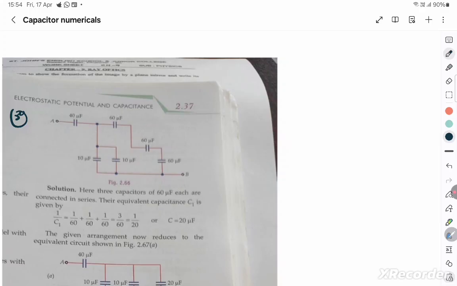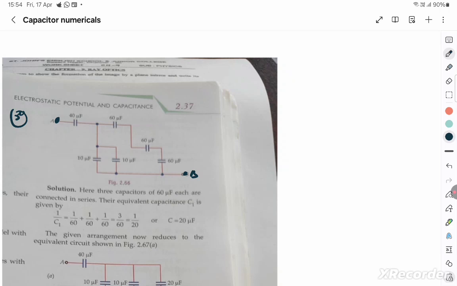This is the 50th question. Can you see the network has been given here? Find the equivalent capacitance of the combination of capacitors between the point A and B. You have to find the equivalent capacitance. Also calculate the total charge that flows in the circuit when a 100 volt battery is connected between A and B. Okay, we'll find the total charge.